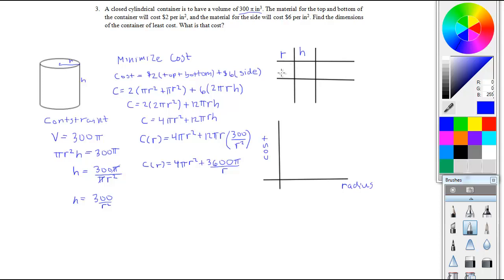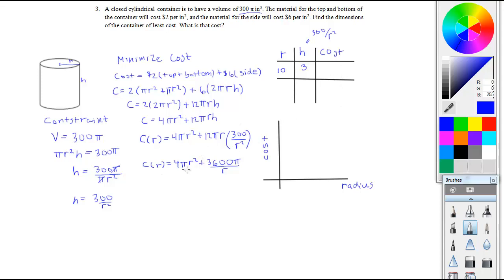So I'm going to guess, let's say 10. If it's at all within range, 10 is a good number because it just makes the math nice and easy. So if r is 10, then h, which is equal to 300 over r squared, 10 squared is 100, so 300 over 100 is 3, and then this is cost, because that's what we're trying to minimize, and that's what's on the y-axis here. That's the function that we worked hard to get.